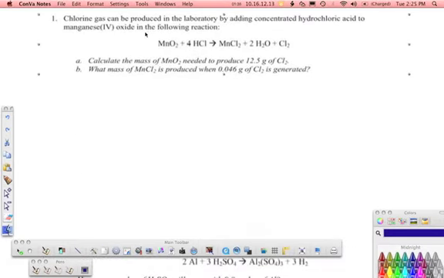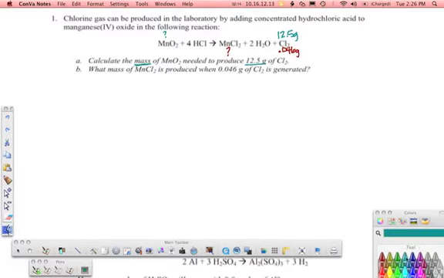All right, next up, we've got some chlorine gas production going on, and we got a couple things we need to know. Let's switch colors here just to keep things interesting. What is the mass of MnO2 needed to produce 12.5 grams of chlorine? So we have 12.5 grams of chlorine, and we want to know how much of that stuff we're going to make. Second question says, what mass of MnCl2 is produced when 0.046 grams of chlorine is generated?